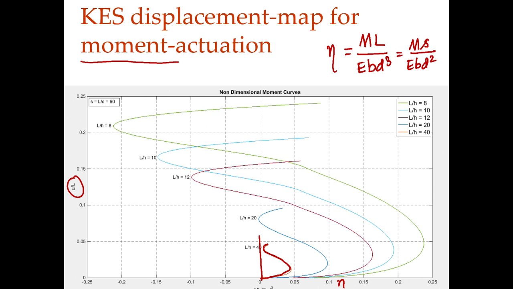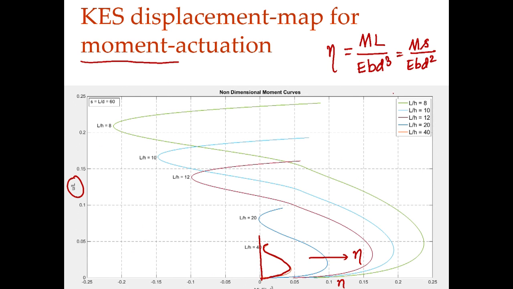If it is bistable, moment should become 0 again. So, for L by H equal to 20, it is barely bistable. The curve is just grazing the m equal to 0 axis, meaning eta equal to 0 axis. So, this axis again is eta here. Okay. So, we can make out, similarly we can draw the stress plot when you apply the moment load.